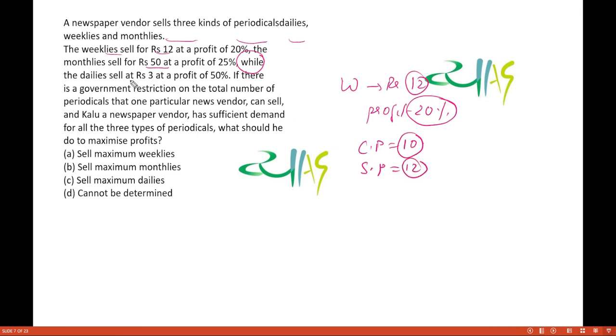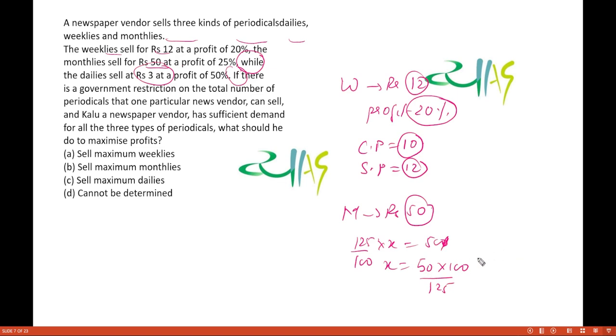Okay, fine. Then it is saying the monthlies sell for rupees 50 at a profit of 25%. So monthly is selling for rupees 50. Basically 125 by 100 into cost price is equal to 50. So our cost price is how much? 50 into 100 divided by 125. So 25 five times here and 25 four times here, and this will be 5, this 10. So basically the cost price is 40 rupees.